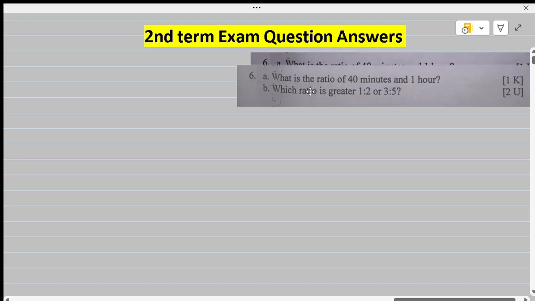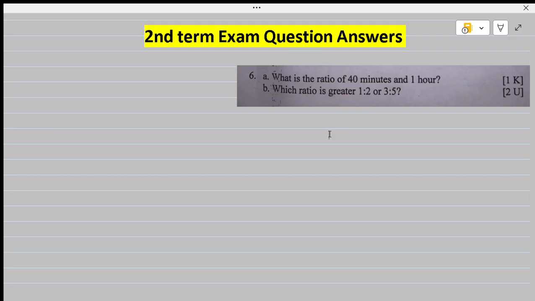So let's see what is the ratio of 40 minutes and 1 hour. These both are time, but the units are different, so we have to convert both into the same unit, either both into minutes or both into hours. Converting into minutes will be easy. Let's write first how many minutes in an hour. So 1 hour equals 60 minutes.